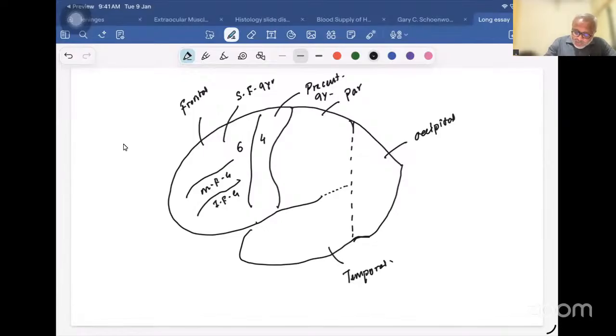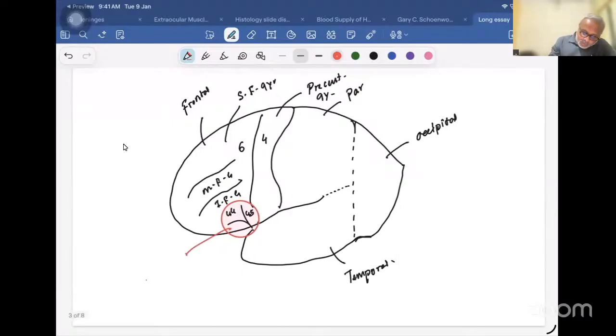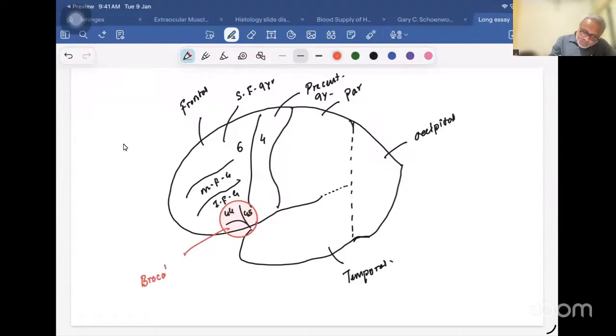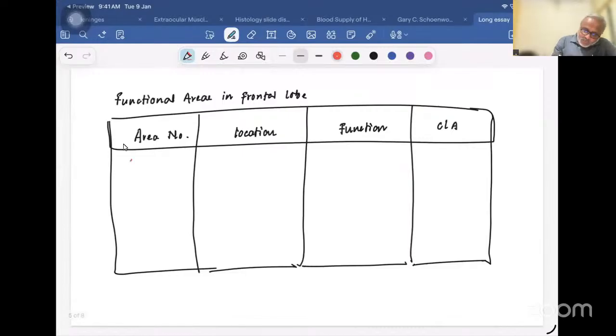Then, the next important area we have is in the inferior frontal gyrus: areas number 44 and 45. Possibly, this is the most important area that you need to remember in this frontal lobe, because this is what we call the Broca's motor speech area. What is the function of Broca's motor speech area? We have area number 44 and 45. What do we call this? This is called Broca's motor speech area.